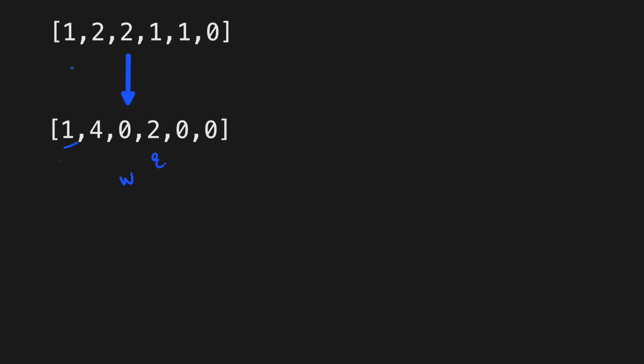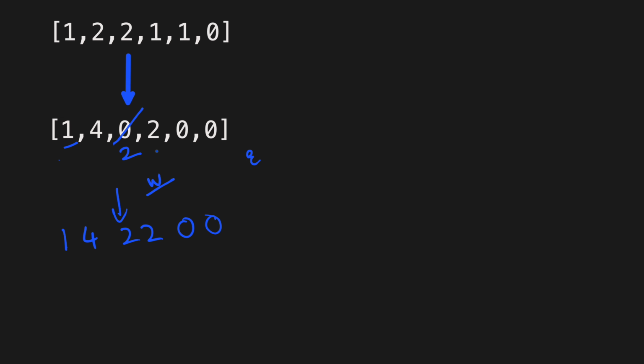Then we read the value 2, which is non-zero. So we write it at the position of the write pointer, that is position 2, and move the write pointer forward. And in any case, we will move the read pointer forward to read the next element. Now the read pointer reads the value 0. So we do nothing and move the read pointer forward. And again it reads the value 0. So we do nothing, and now the read pointer reaches the end of the array. So we are kind of done, and now our array becomes 1, 4, 2, 2, 0, 0.